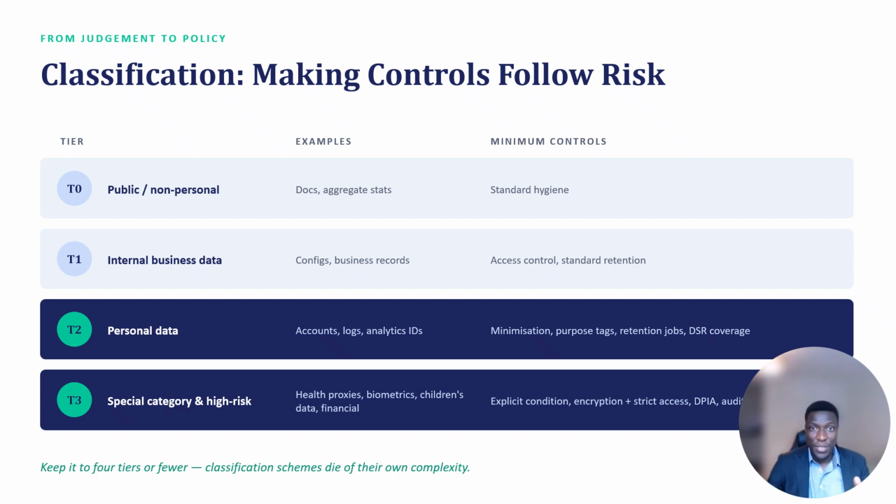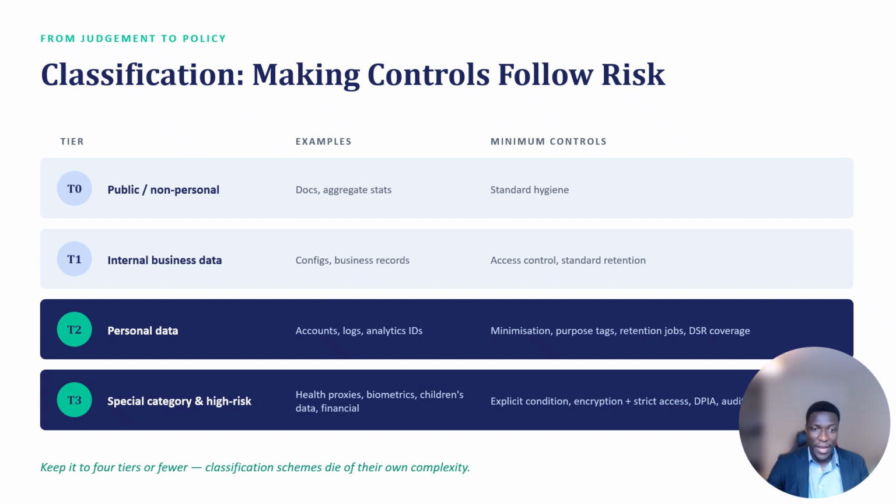A schema that I've seen work is the 4-tier scheme, where tier 0 falls under public and non-personal data, tier 1 falls under internal business data, tier 2 is for personal data. In this stage, you need to make sure you have things like minimization in place, purpose tags, retention jobs, and it's very important to make sure that these things apply automatically.